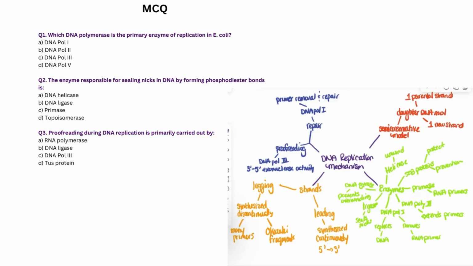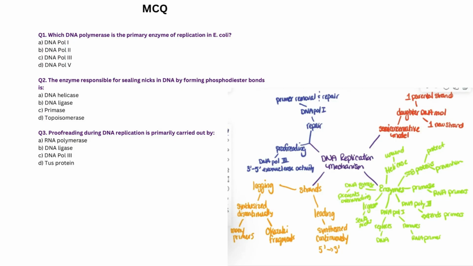Okay, number 1 for the multiple choice. Which DNA polymerase is the primary enzyme of replication in E. coli? The micro mind map is your friend. So use it, take advantage. It helps you to quickly jot down major topics and then allows you to expound as you explain it. And then it helps you to answer these questions.